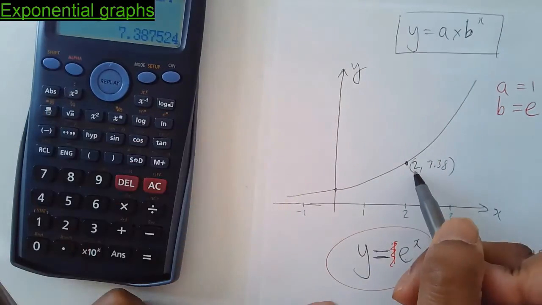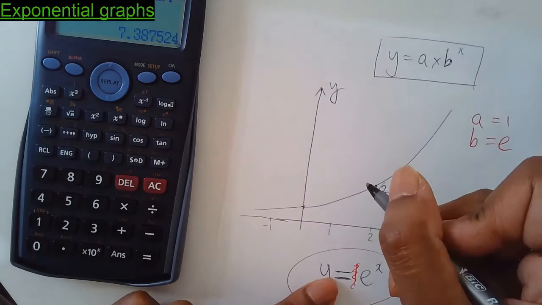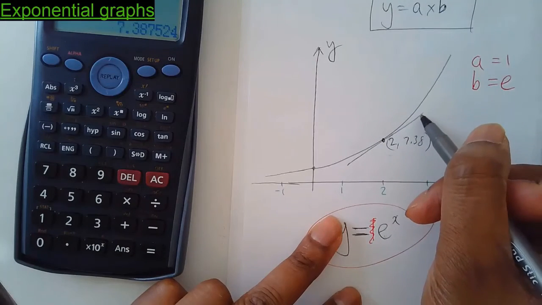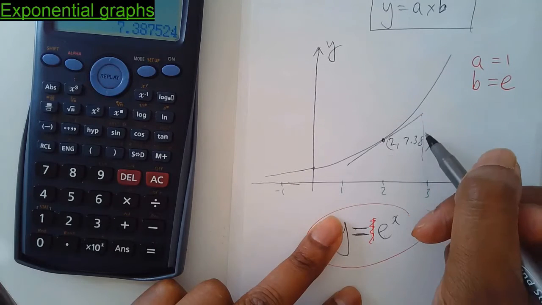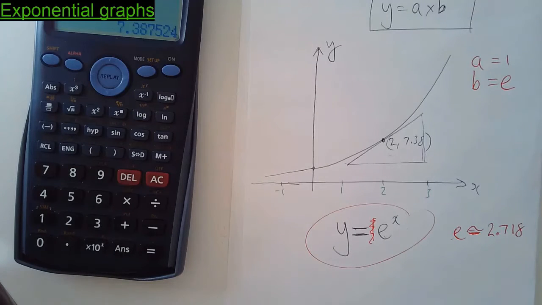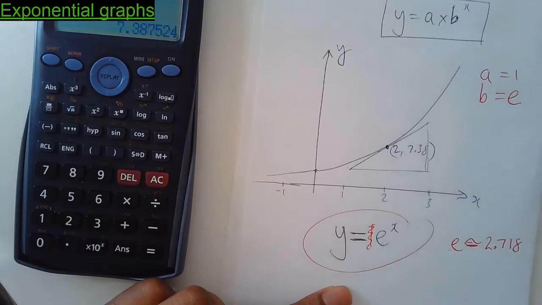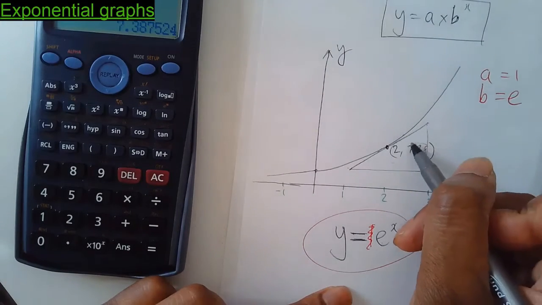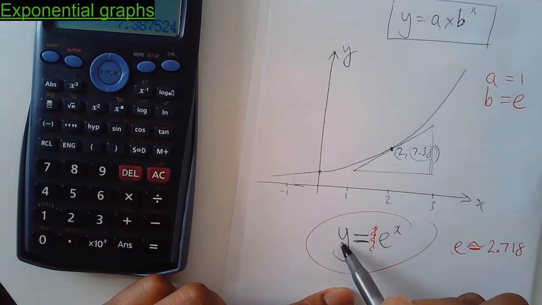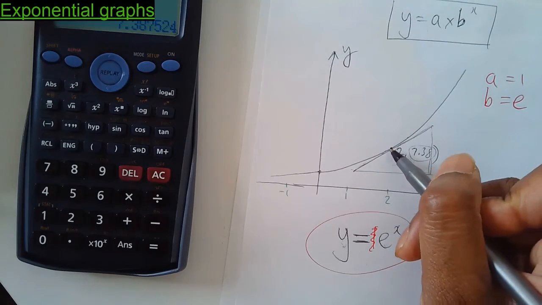Right, we want to find the gradient at that particular coordinate. So what we do is, you don't need to work out the height of that triangle and the base of the triangle. That's not needed. I can tell you straight away that the gradient, the steepness of that line, is exactly the same as its y value, that one there. So by finding the y value, the y coordinate, that is the gradient at that particular point.